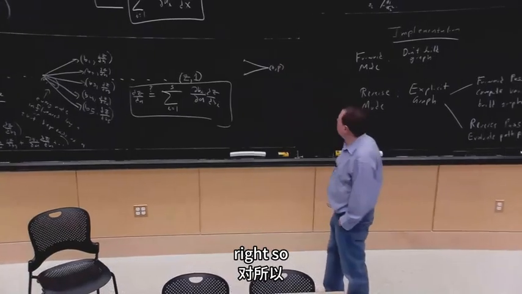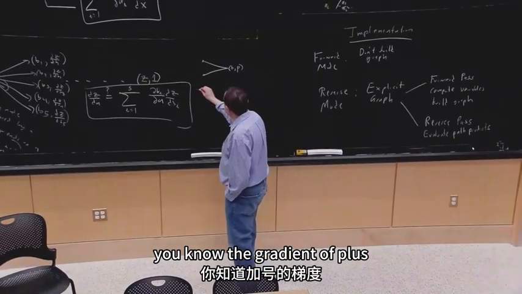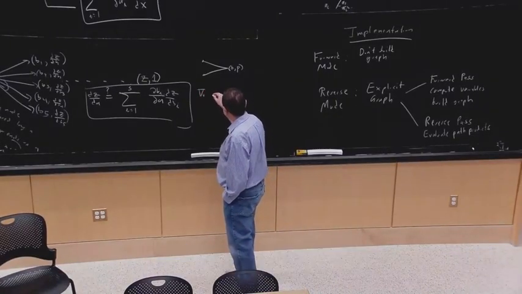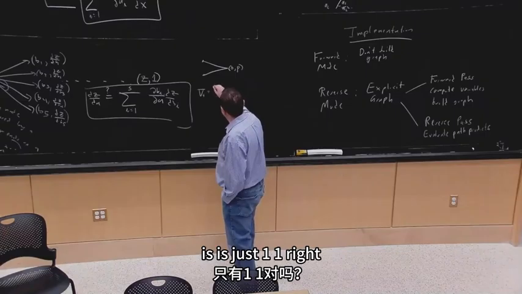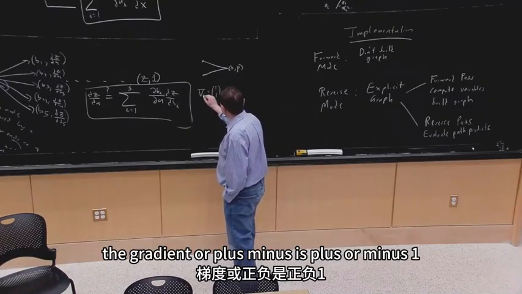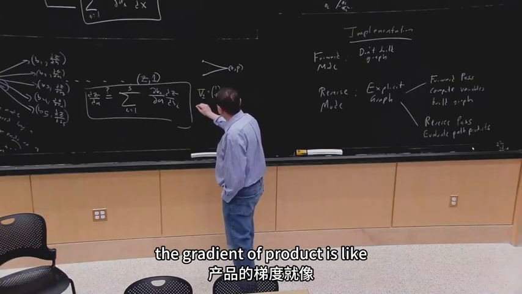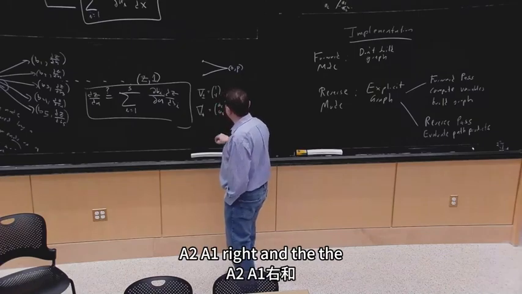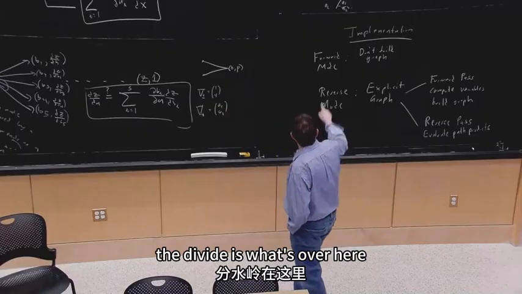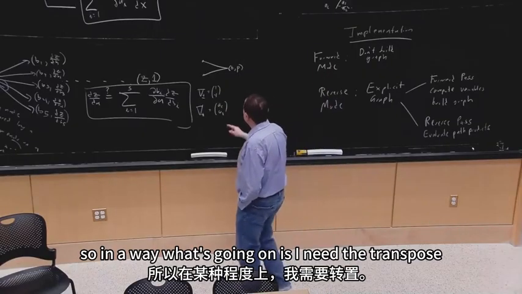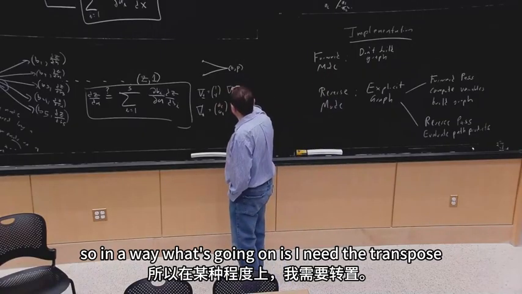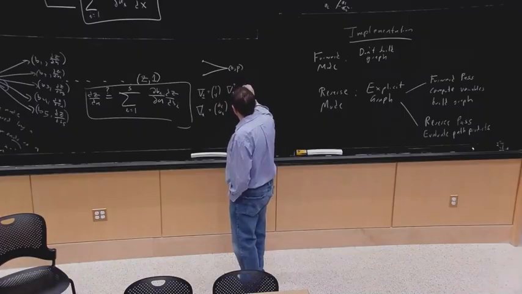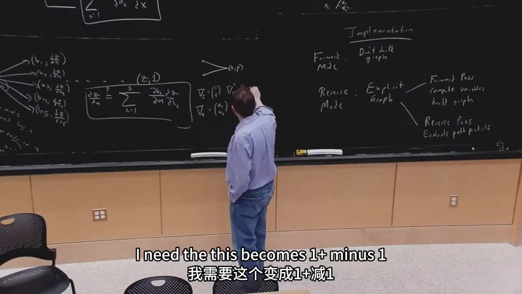right? So, you know, the gradient of plus is just 1, 1, right? The gradient of plus or minus is plus or minus 1. The gradient of product is like A2, A1, right? And the divide is what's over here. So in a way, what's going on is I need the transpose. This is kind of what I need. This becomes 1, plus or minus 1.